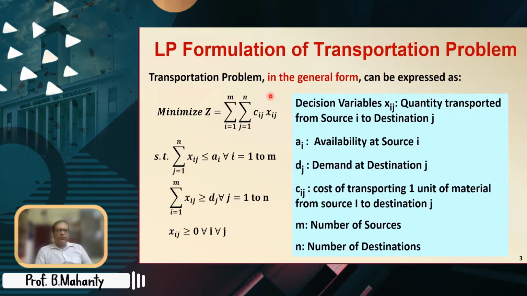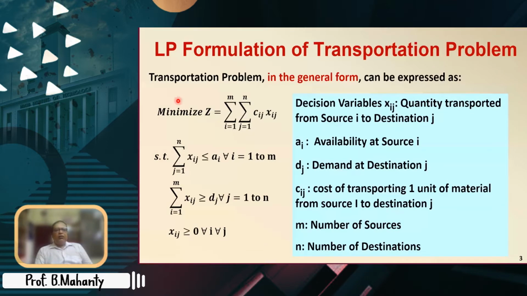This starts with minimize Z equal to double sum i equal to 1 to m, j equal to 1 to n, where i and j are source i and destination j. So there are m number of sources and n number of destinations, and a_i is the availability at source i, d_j is the demand at destination j, and C_ij is the cost of transporting 1 unit of material from source i to destination j. This should be small i.